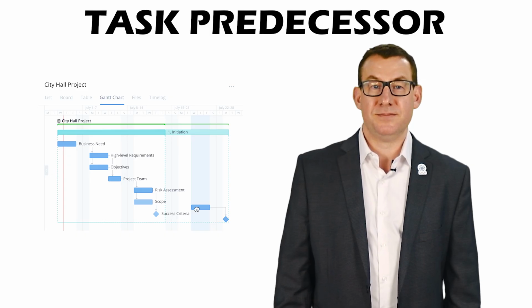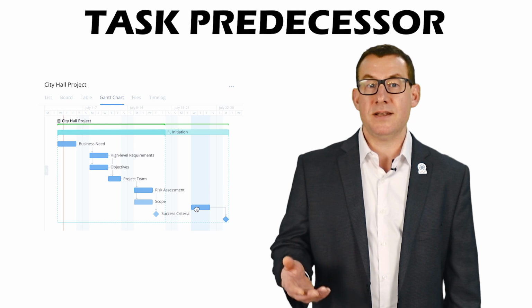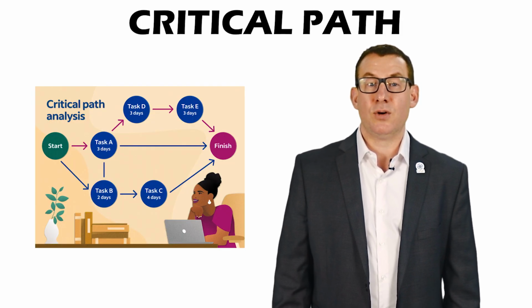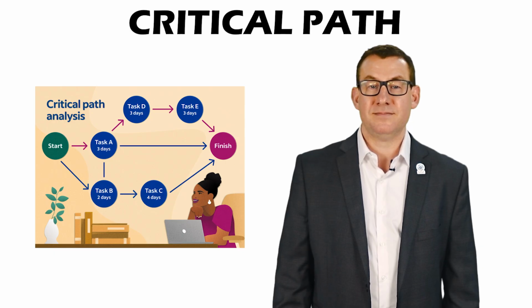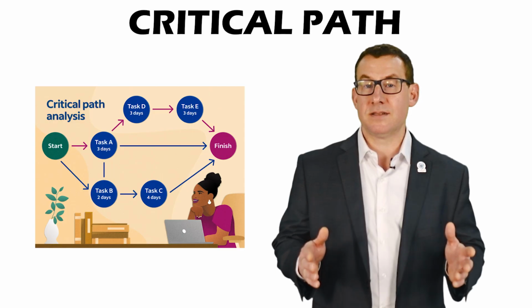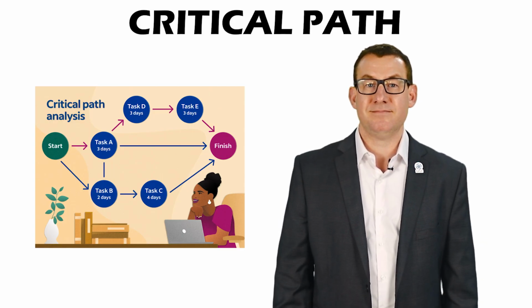Task predecessor. Predecessor relationships show how one task depends on another. The critical path. The critical path is the longest chain of dependent tasks that determines the shortest possible project duration.